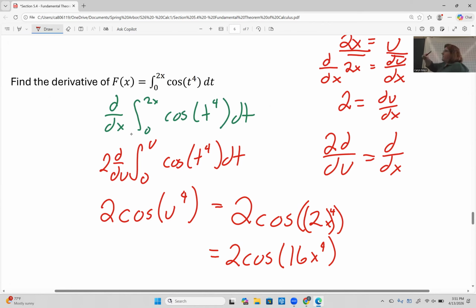But to use this fundamental theorem of calculus, where when the derivative and integral match I can just replace that variable in, they have to match. And so I use a u substitution to make them match.